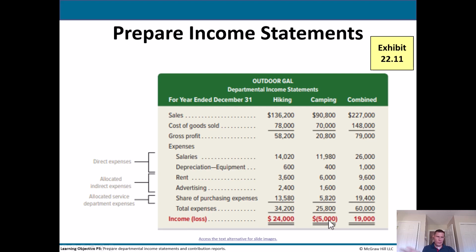But remember, you've got to be careful, because if you looked at that and said, well, let's just axe camping, let's just get rid of it, there may be fixed costs associated with camping that don't go away if you eliminate camping. So then hiking would have to absorb that.